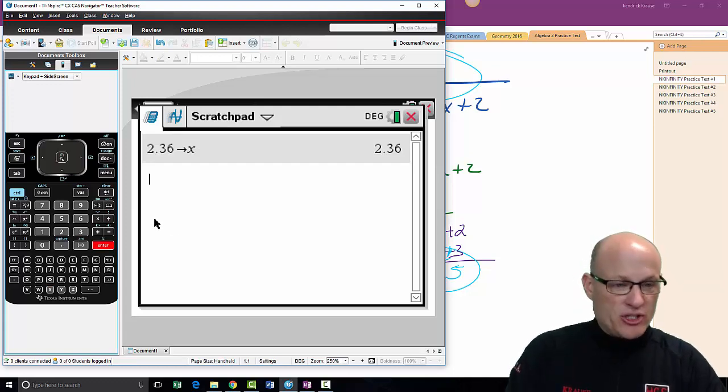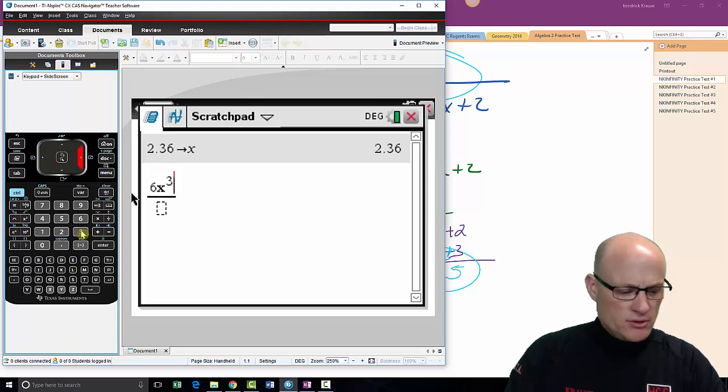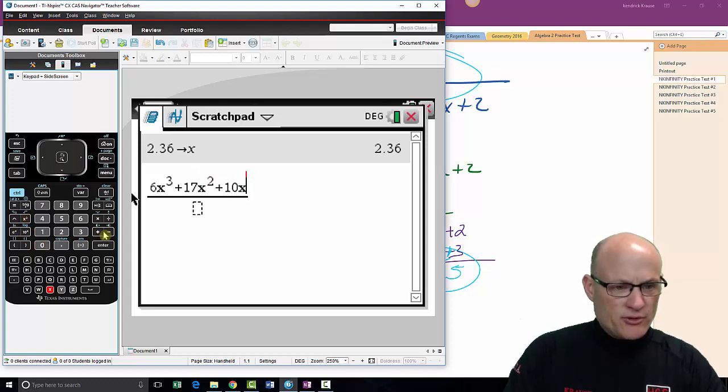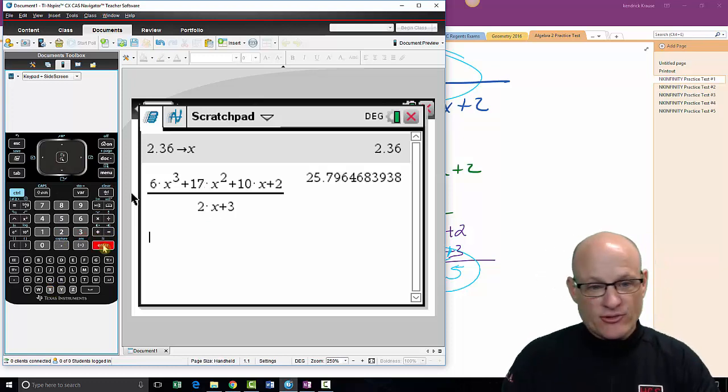All right, so I'm going to look down at my sheet here. It's control division. And it's 6x cubed plus 17x squared plus 10x plus 2 all over 2x plus 3. Hit enter. Some obnoxious number.